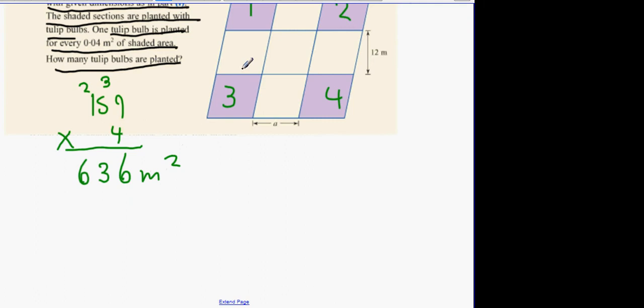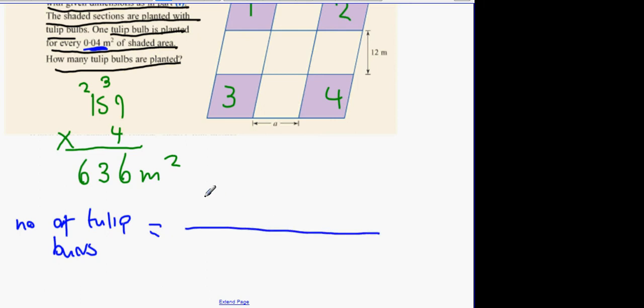Okay. Now, I want Donald. See this part here? 1 tulip bulb is planted for every 0.04. The whole point of the question is how many tulip bulbs. So we want to construct a formula for the number of tulip bulbs. How would you describe it in English for me? Well, you divide 636, the total area of the garden, by 0.04.